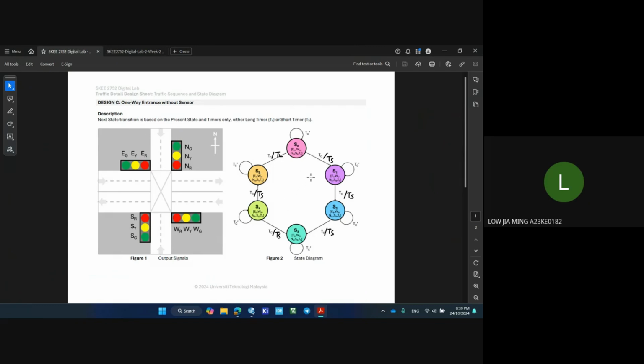This design ensures that all directions are managed safely and efficiently, with green light time for each direction and smooth transitions controlled by the yellow lights. The state diagram guarantees that no competing signals are given, preventing accidents and ensuring orderly movement through the intersection.